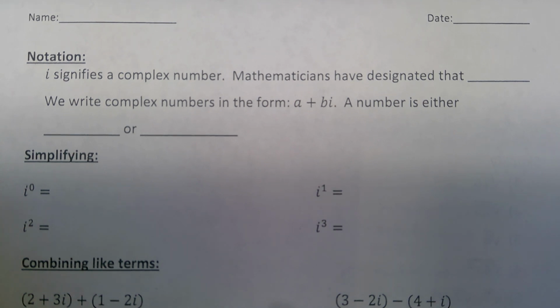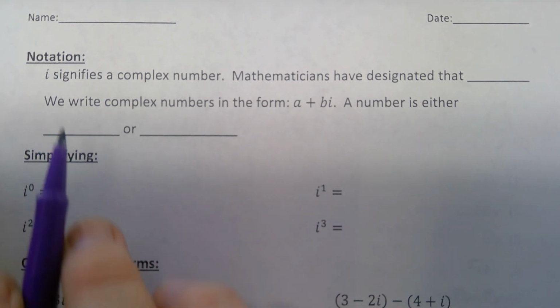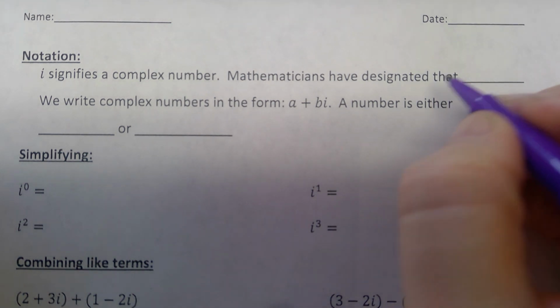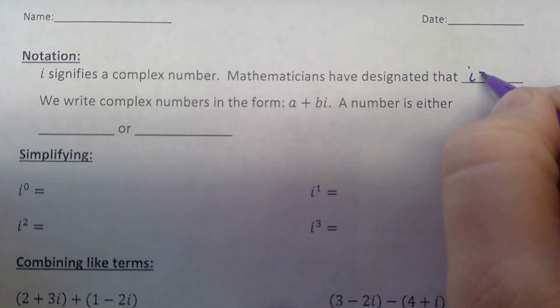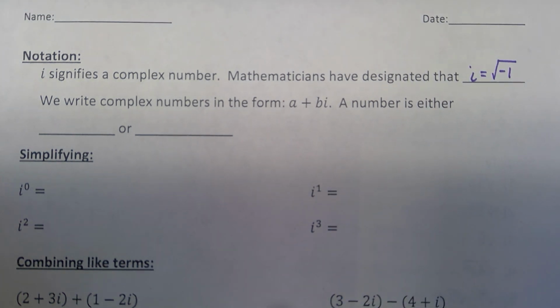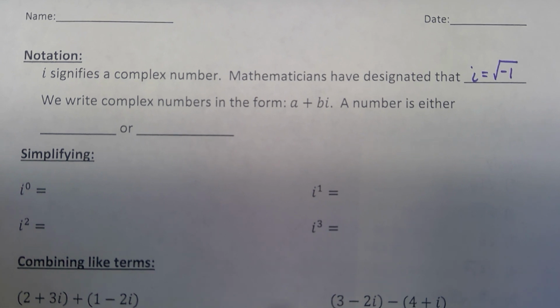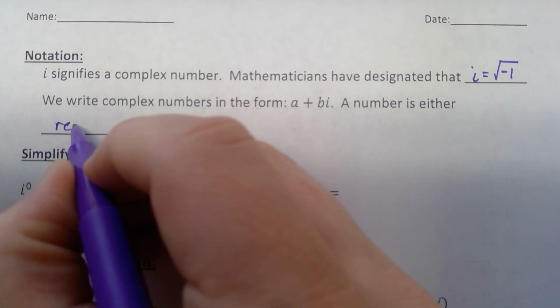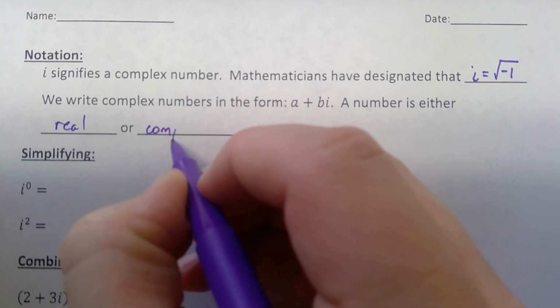So we have this number i, and it's going to signify a complex number. Mathematicians have decided that we're going to say that i equals the square root of -1. That's a definition that mathematicians have decided on, and we call these complex numbers. We're going to write complex numbers in the form a plus bi. And a number is either going to be real or complex.